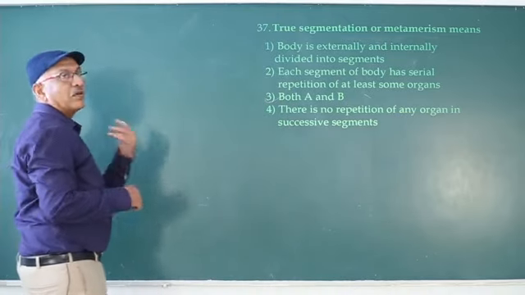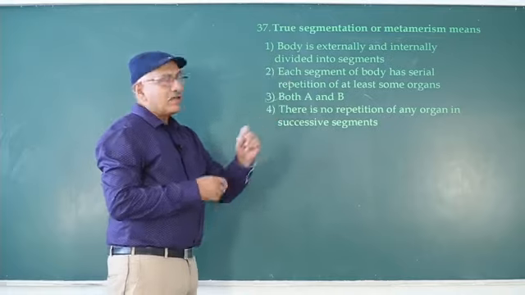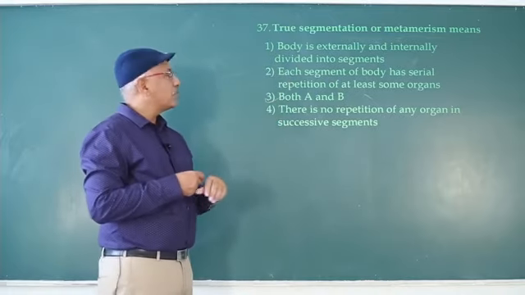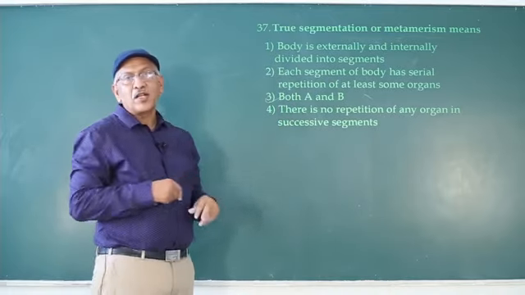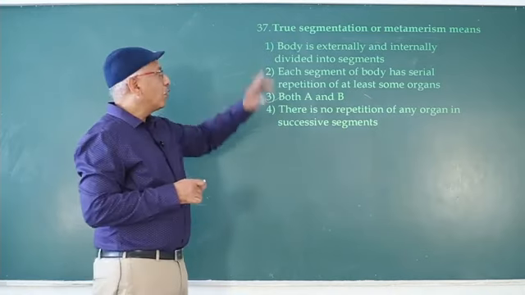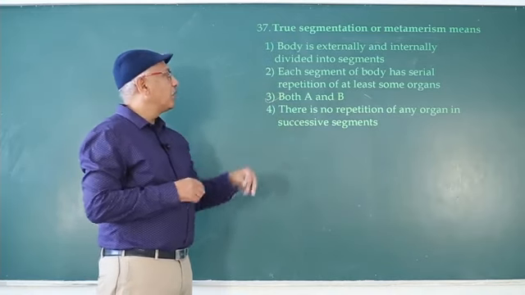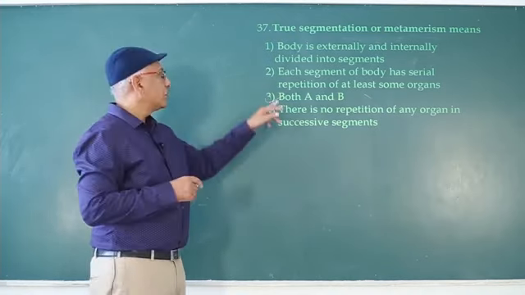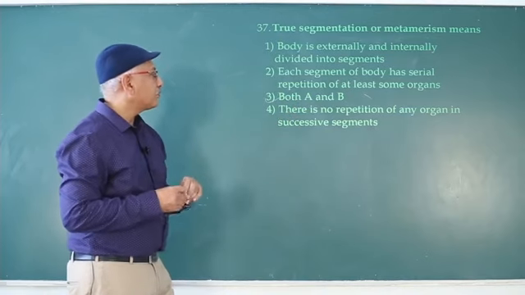But in the case of chordates, externally and internally, our body is not in the form of segments. Only the second point is applicable to Chordata. Both the first and second points are applicable to Annelida. So both A and B.